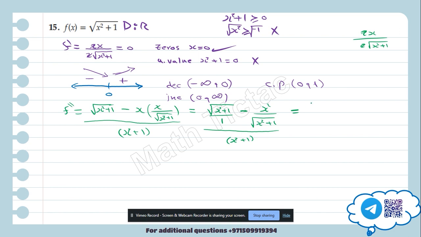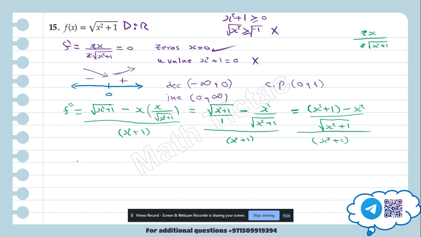We said it will be the same since we have the same expression inside, so it will be the same expression only, plus 1. Okay, minus x squared multiplied by 1, which is x squared, over. Now we have in the denominator square root of x squared plus 1 multiplied by 1, which is the same. Now that's it, I can write it, x squared plus 1 over all over x squared plus 1. So we can simplify it more.